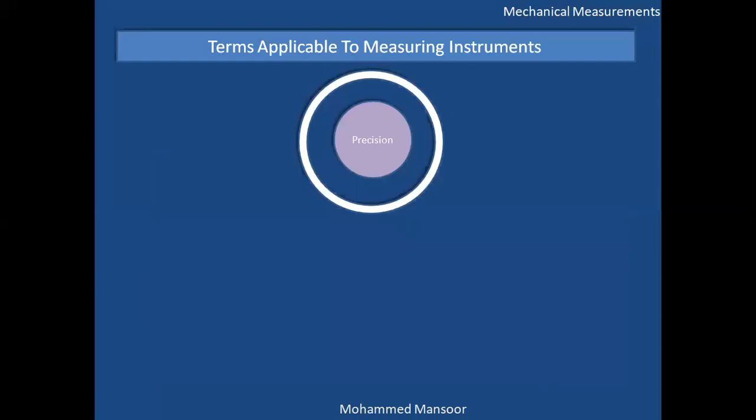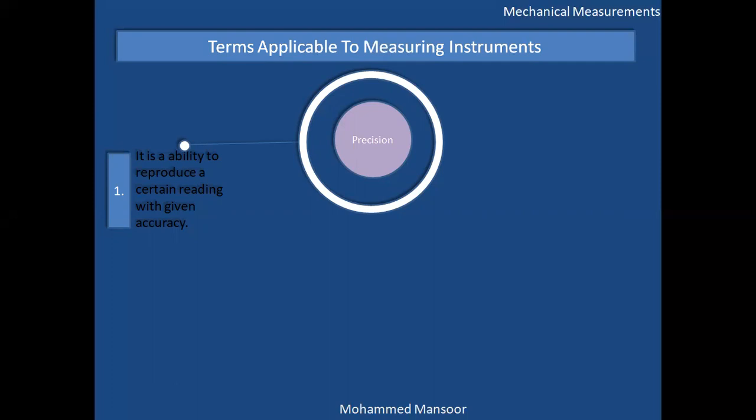Now let us learn the terms applicable to measuring instruments. Before studying the different types of measuring instruments, we need to learn certain terms and definitions which are vital. The first one is precision. So what do you mean by precision?